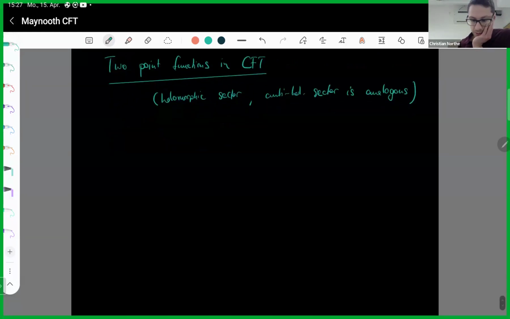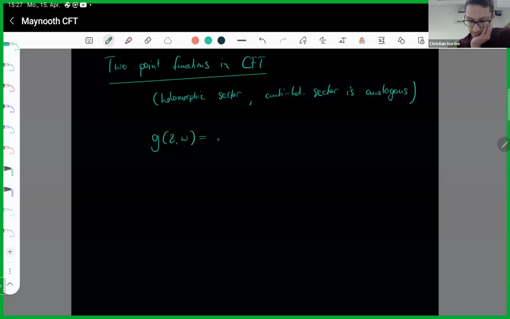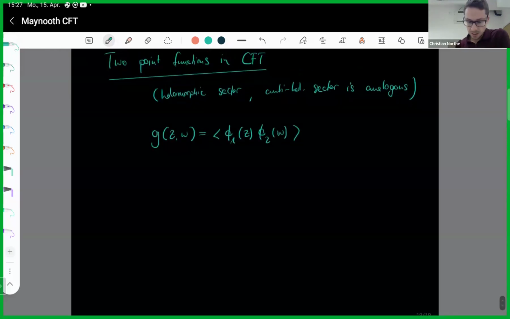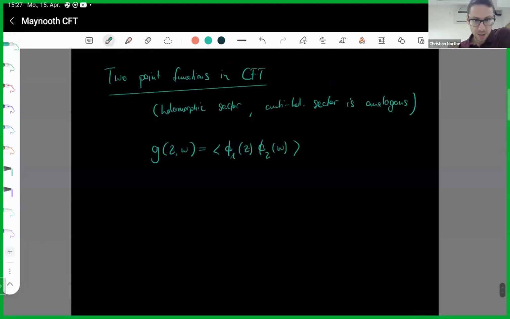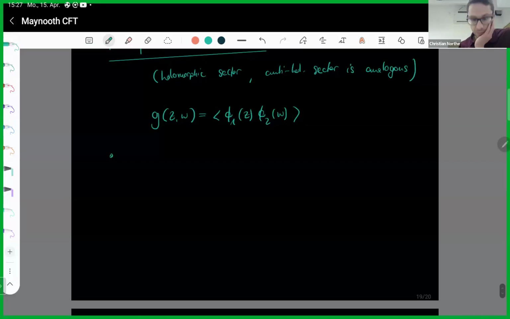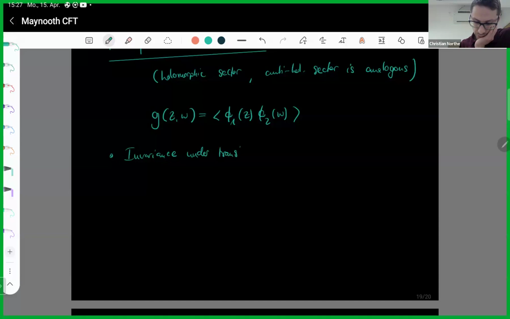So, okay, what we want is we're interested in the following correlator. I'm going to call it G, and it's the two-point function of a field phi1 of z and a field phi2 evaluated at w. And this is the thing that we're interested in. So this is what we want to compute. And now we're going to see a little bit of conformal symmetry in action. So, for instance, the first thing is invariance under translations, so that's a function f of z, just z plus a shift.